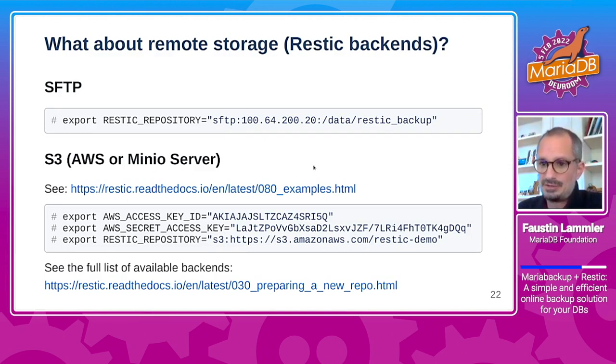Other options are S3 storage from AWS or a Minio server. There is a detailed example in the Restic documentation of how to set up your S3 storage on Amazon. This is the same logic, you just change your Restic repository environment variable. You have to add, of course, access keys and secret access keys. And then you are good to go. You can create your backup remotely on S3 storage. There is also a quite important list of available backends: Azure, Google Cloud Storage, Alibaba Cloud. Take a look at the Restic documentation.